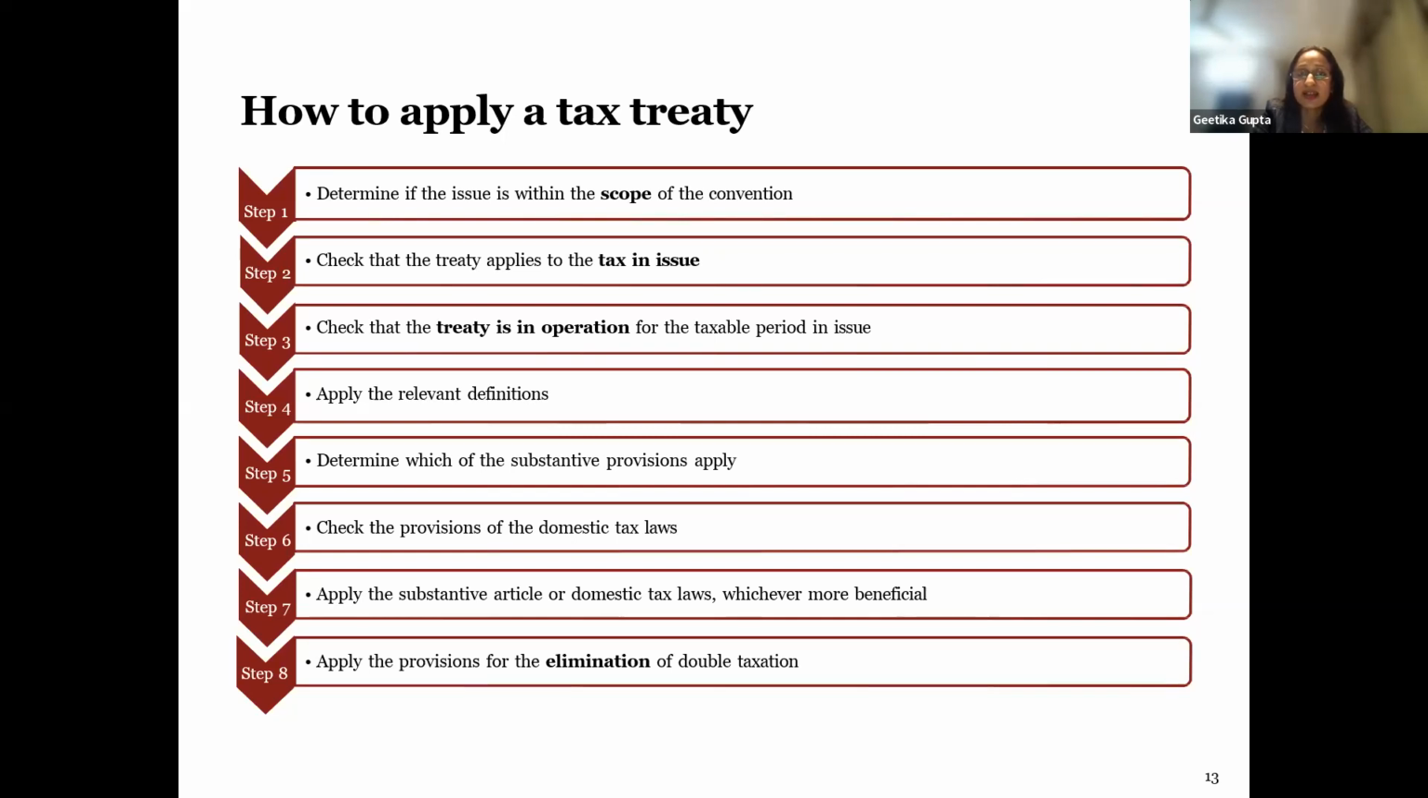That is dividends articles, interest, capital gains, immovable property, which provisions apply. Check the provisions of the domestic tax law. See whether the domestic tax law is beneficial or the treaty is beneficial. Whichever provision is beneficial will be applicable, and then apply the provisions of the elimination of double taxation.